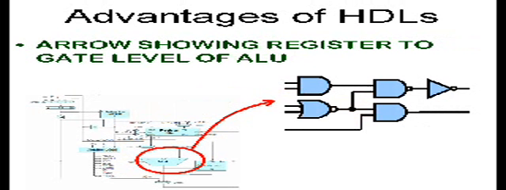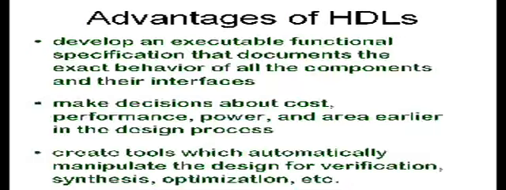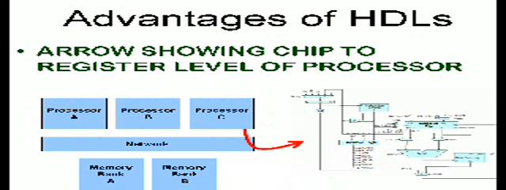Designers can develop an executable functional specification that documents the exact behavior of all the components and the interface. Designers can make decisions about cost, performance, power, and area earlier in the design process. Designers can create tools which automatically manipulate the design for verification, synthesis, and optimization.